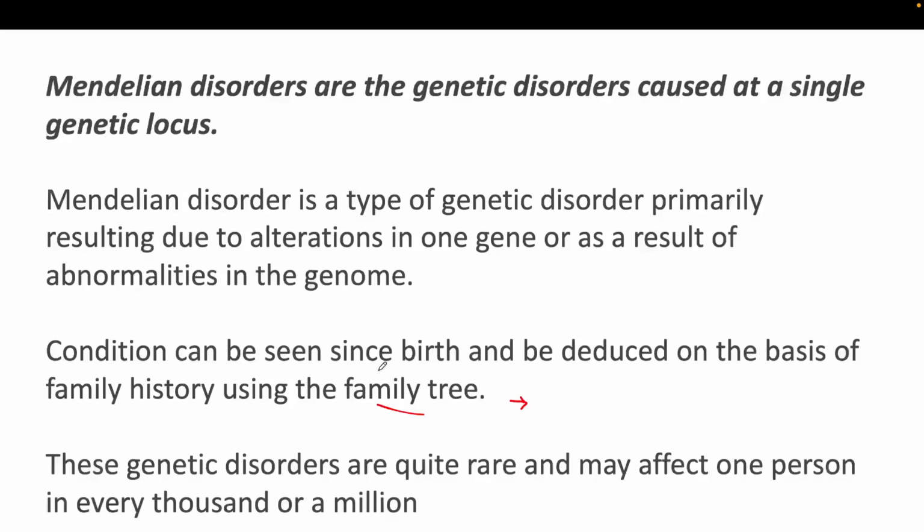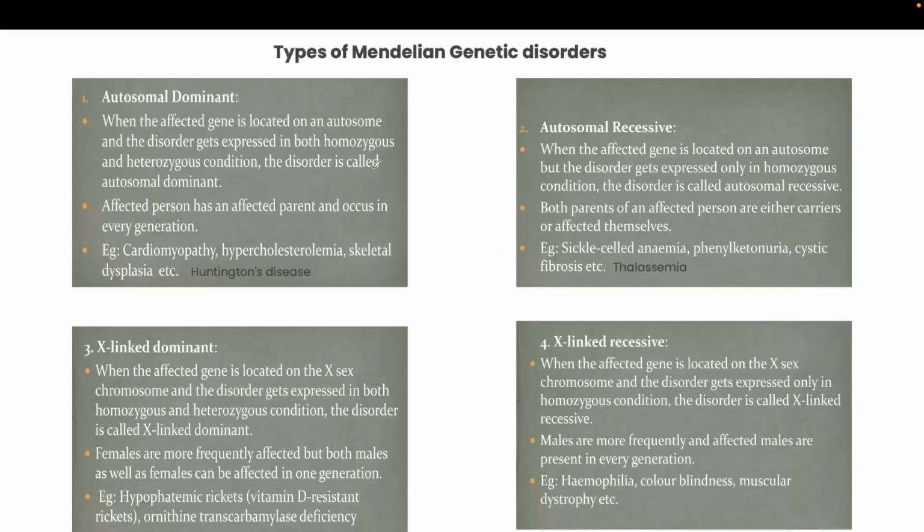So with a Mendelian disorder, you can identify the root cause of that particular disease. These genetic disorders are quite rare and may affect one person in every 1,000 or a million persons. So this is the Mendelian disorder. There are four basic types of Mendelian disorder: autosomal dominant, autosomal recessive, X-linked dominant, and X-linked recessive.